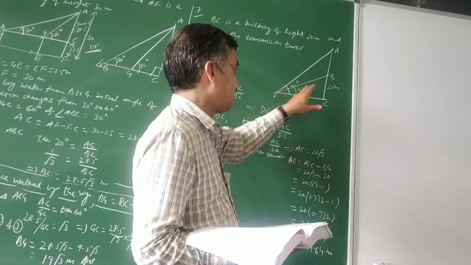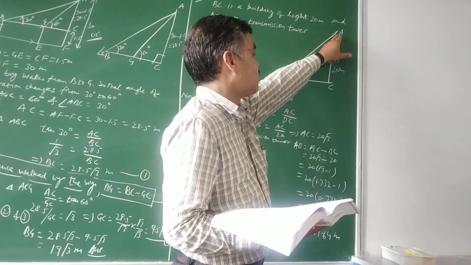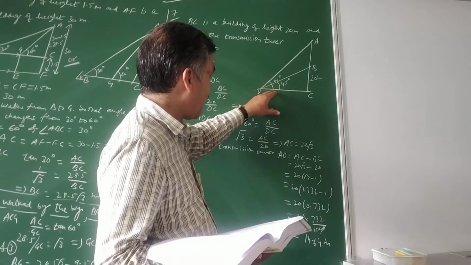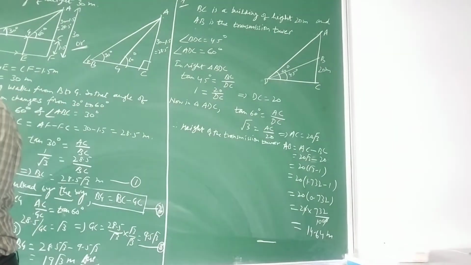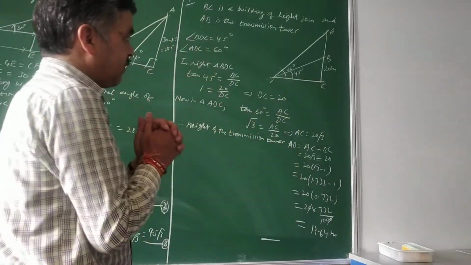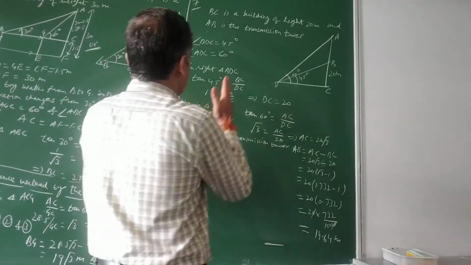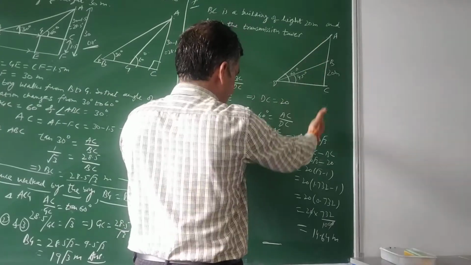So here it is 45 with respect to the top of the building, and with respect to the top of the transmission tower, it is given equal to 60 degrees. So 60 degrees is this whole angle, that is ADC. So now the figure is there. Already I have told you, once the figure is there, your 50% problem is solved. So what you can do is, let us study this triangle ADC, as I have to calculate AB here.